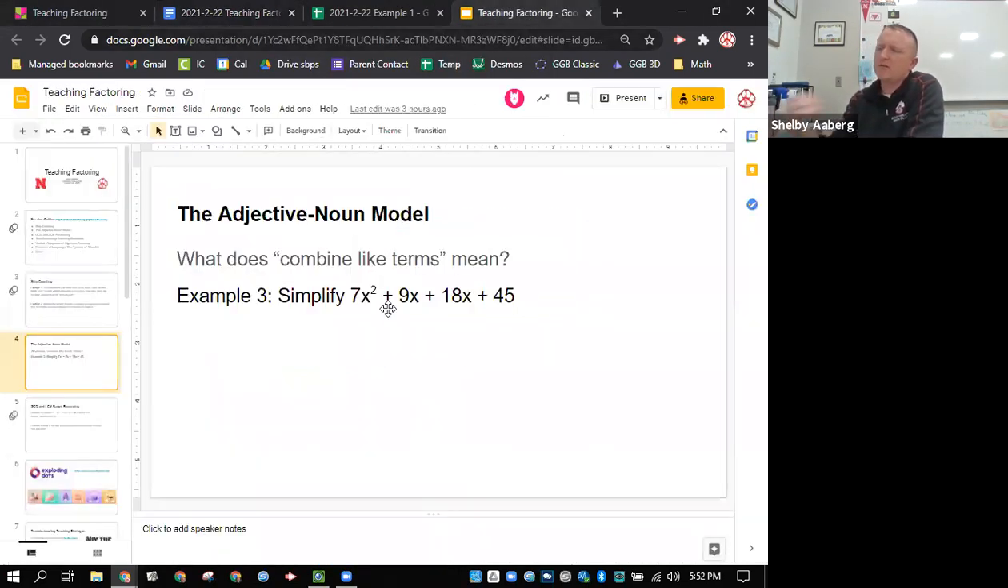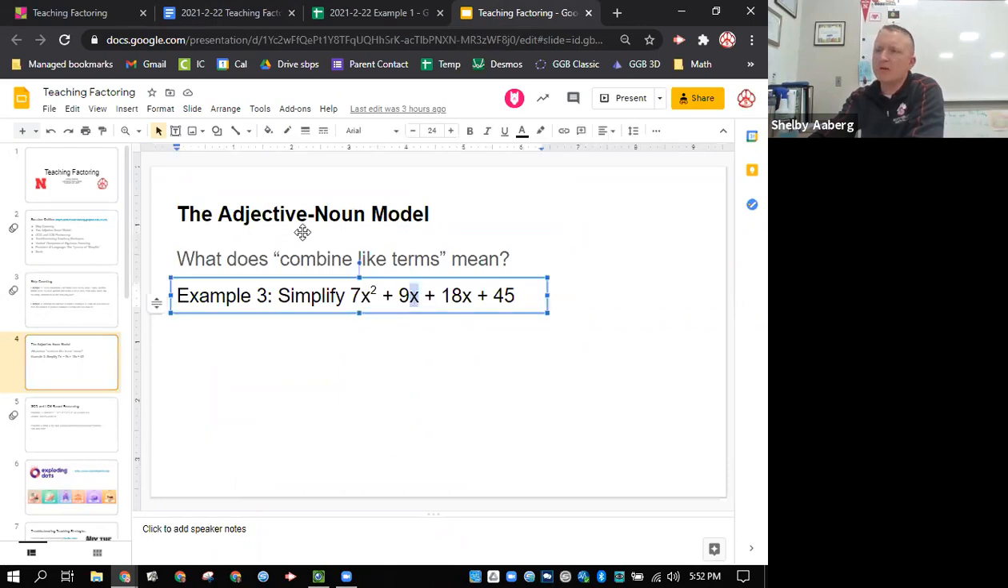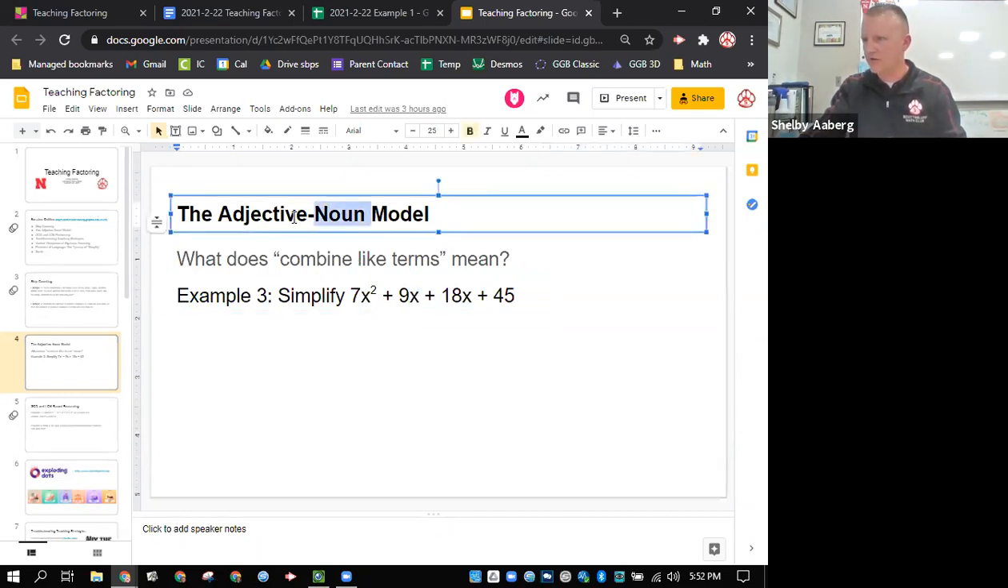So in that problem, just thinking about how we carefully describe what combining like terms means. This adjective noun model comes to us from elementary school. It's something I learned about through OGAP, the Ongoing Assessment Project from Vermont. Michelle and I were involved with a course years ago for UNL with elementary teachers, teaching math methods to them. I had never heard of it before that course and doing some of that reading.